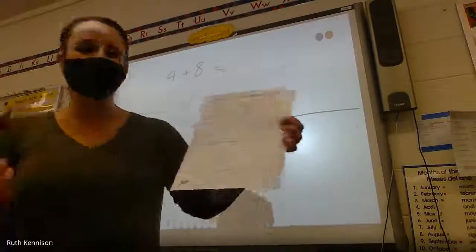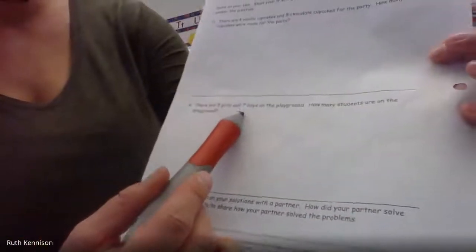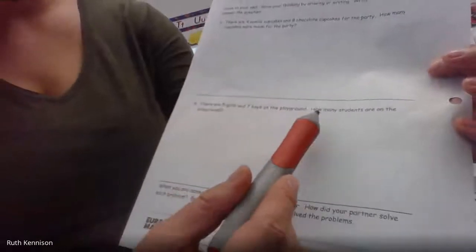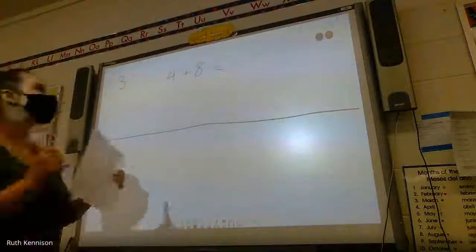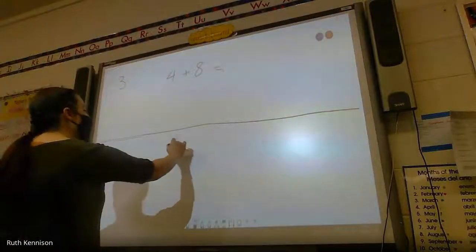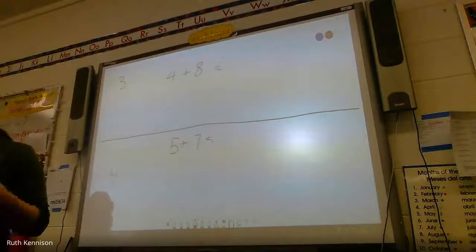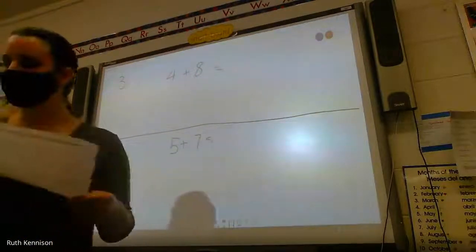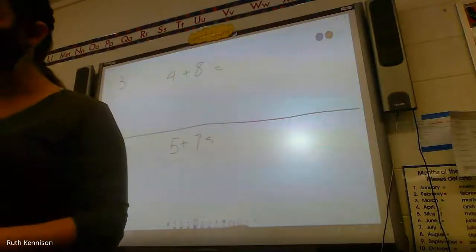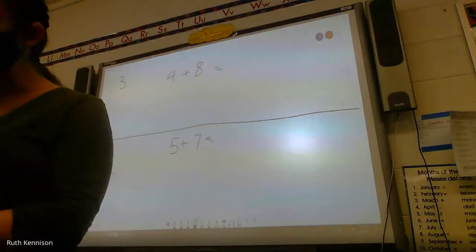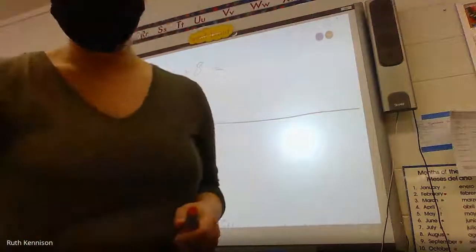On the next one, we're going to read this too. There are 5 girls and 7 boys on the playground. How many students are on the playground? Once again, I know that I'm adding. 5 plus 7. Use one of the strategies, I don't care which one, and answer those. You have 2 left to do. That's very, very manageable. You need to answer those and turn them in on Class Dojo. Okay.